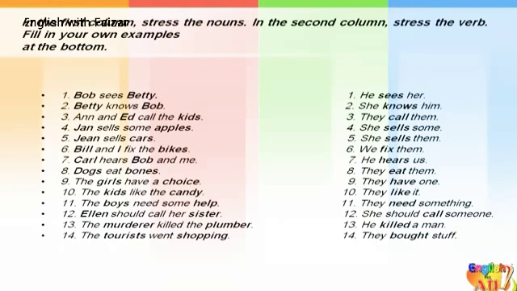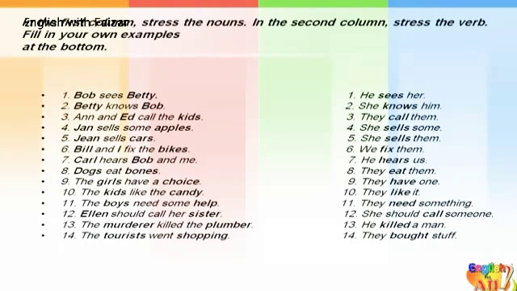3. Ann and Ed call the kids. They call 'em. 4. Jan sells some apples. She sells some. 5. Jean sells cars. She sells 'em. 6. Bill and I fix the bikes. We fix 'em. 7. Carl hears Bob and me. He hears us. 8. Dogs eat bones. They eat 'em.